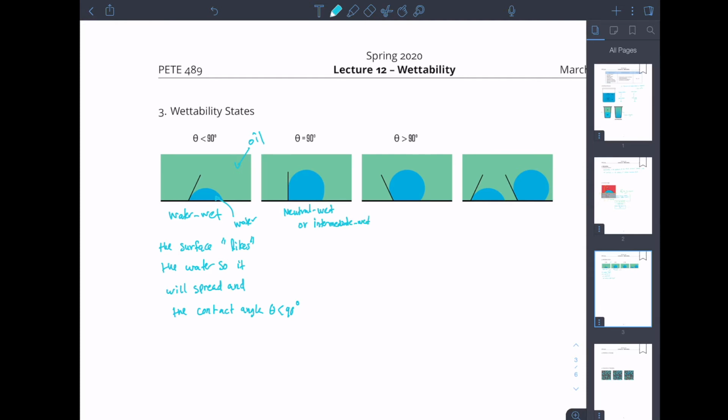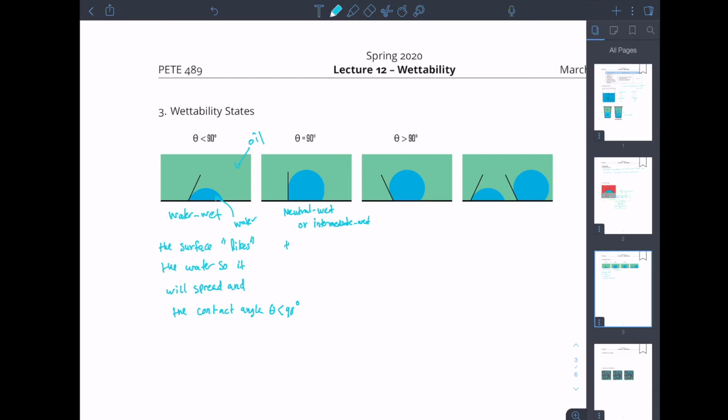And in this case, the surface has equal affinity towards oil and water. So it has an equal preference to be in contact with oil and water. It's not like more preference over the other, so it has equal preference. So it has neutral or intermediate wet, and the theta should be around 90 degrees.